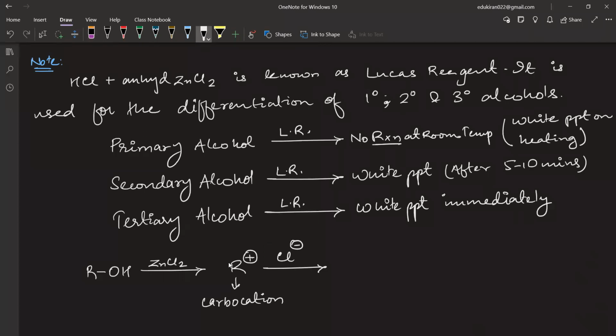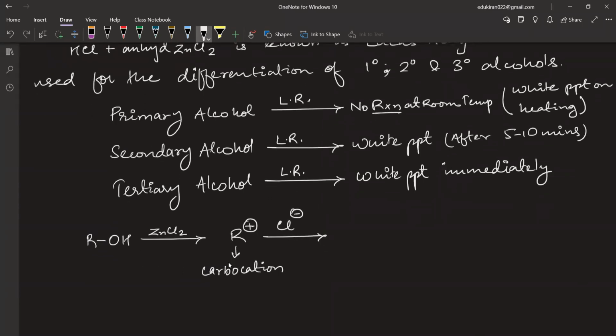It means that the rate determining step, the slowest step, is when you have to remove the OH from R, from the alcohol. And if this process is fast, then the other process will also be very fast. Now, it depends on the stability of the carbocation. If the carbocation is 3 degree, then it will be formed very easily, followed by 2 degree and followed by 1 degree. So 3 degree is the most stable carbocation.